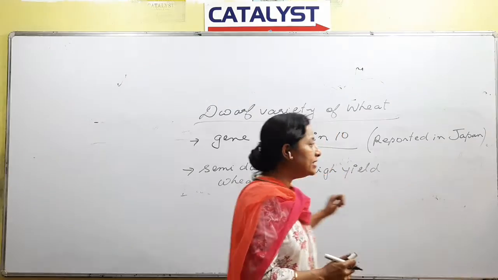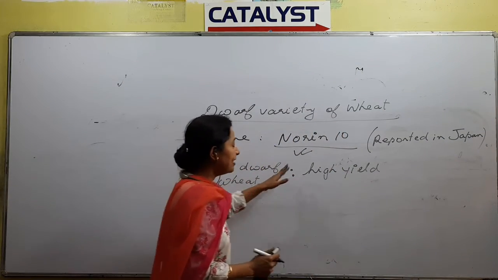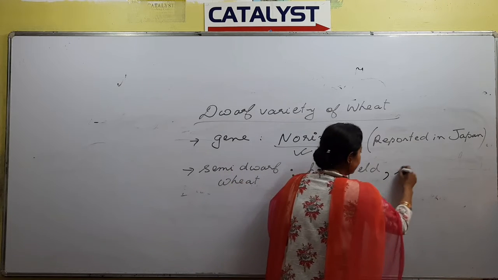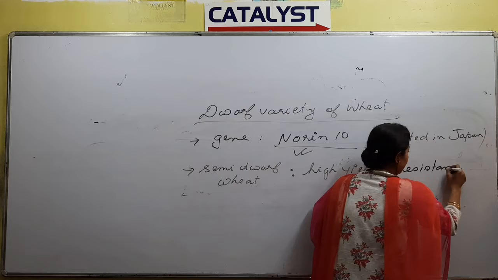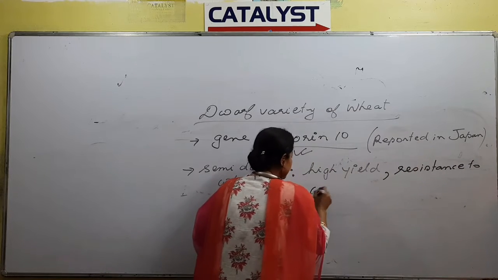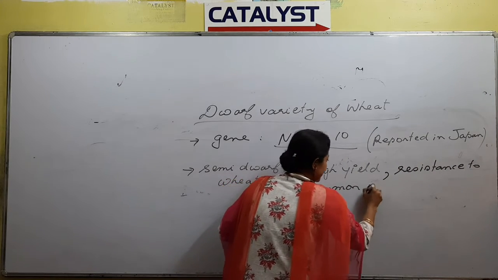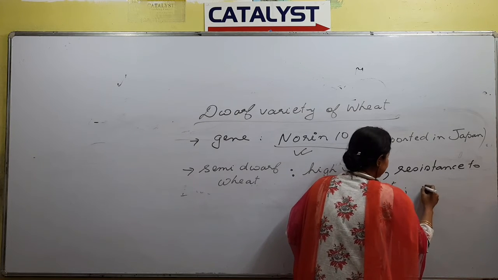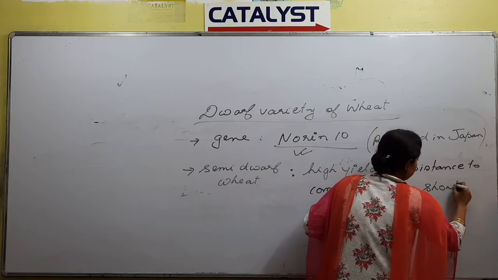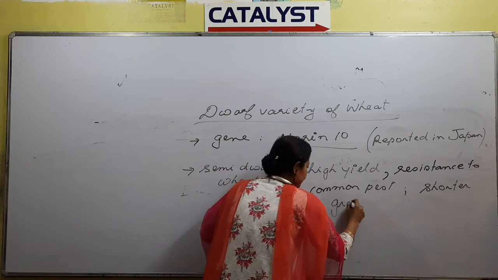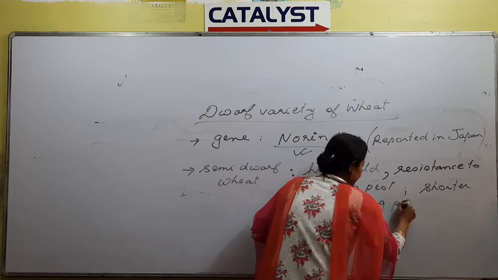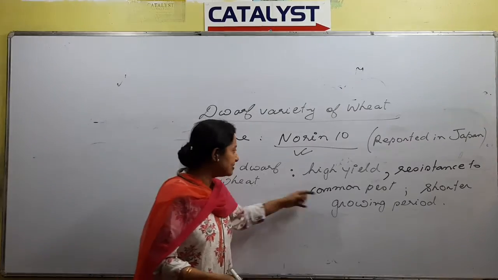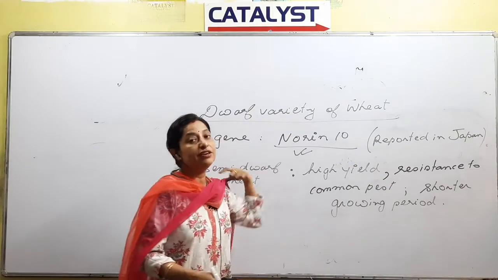Similarly, in case of a semi-dwarf wheat, they also had those qualities. And what are the qualities? High yield, resistance to common pests, and plus it had a shorter growing period. Right? So based on this, the plant was said to be a very good variety of wheat.